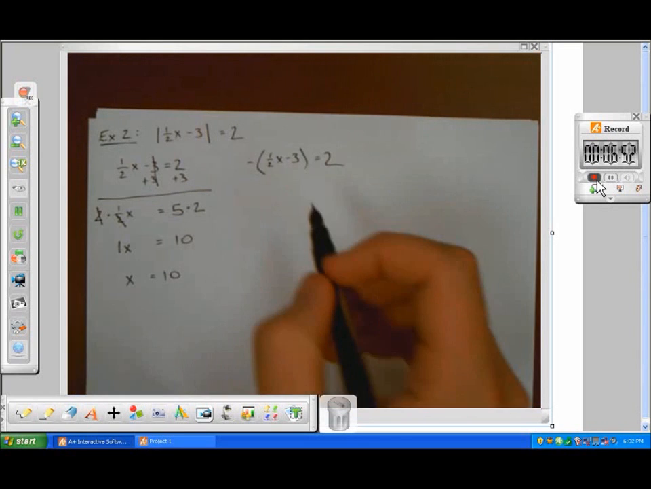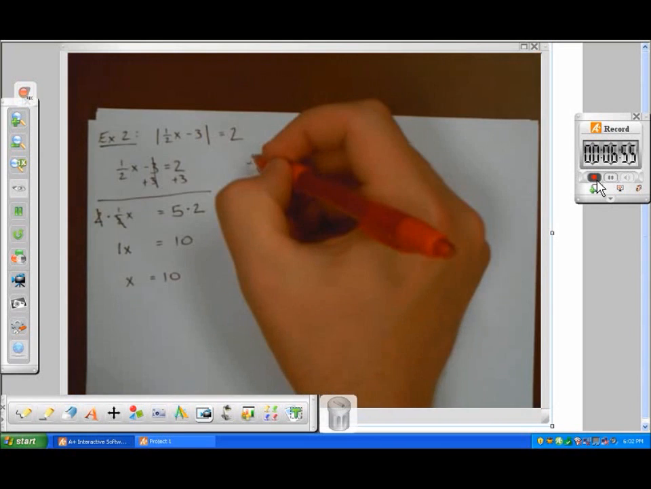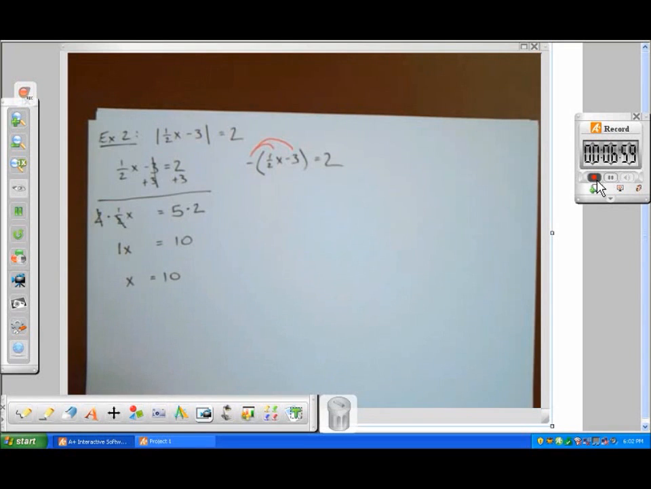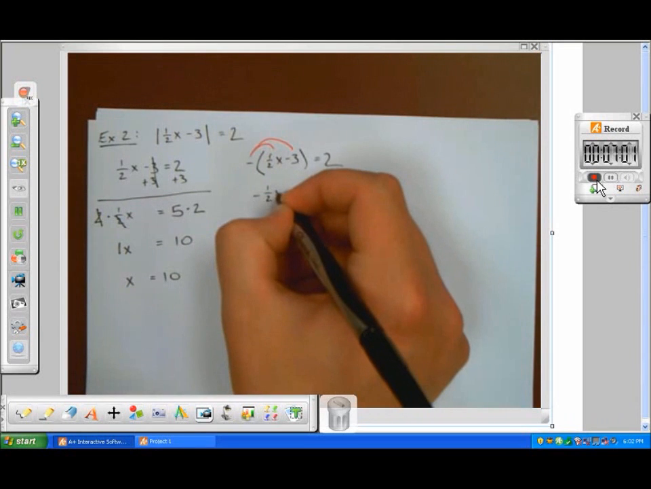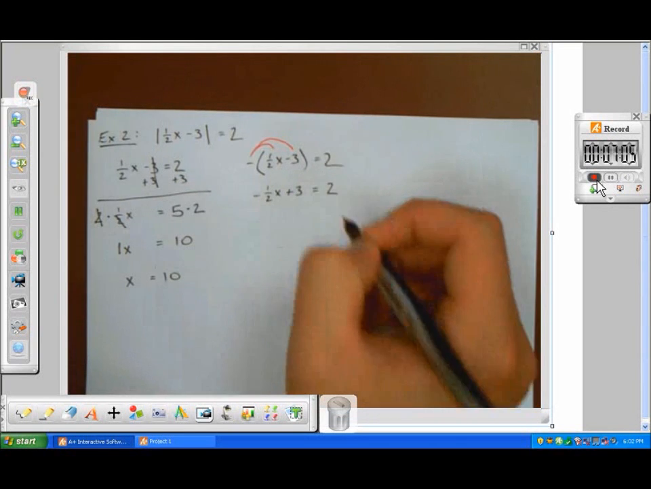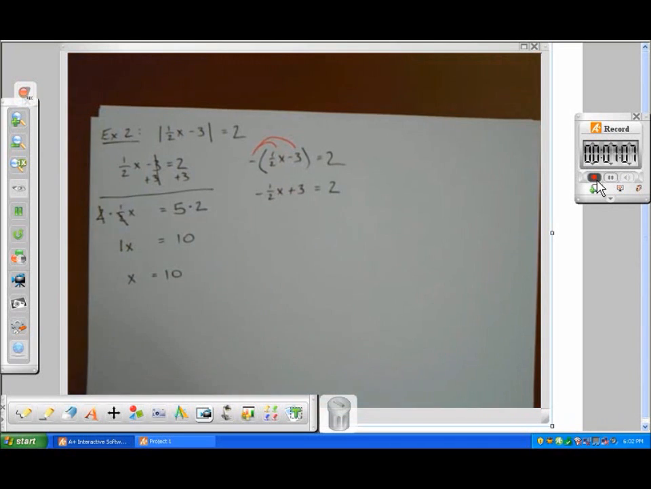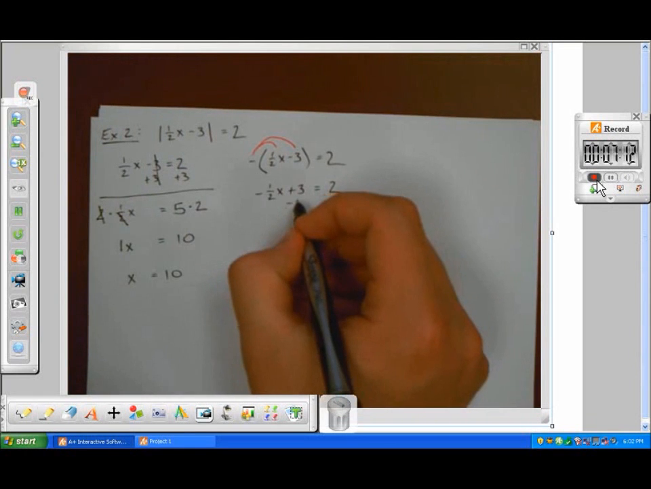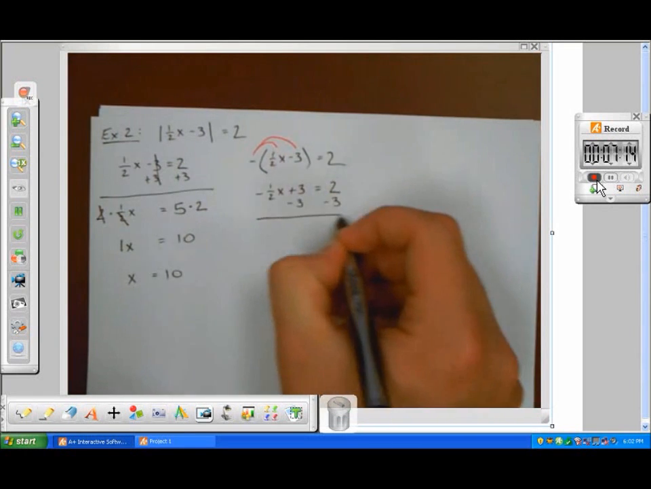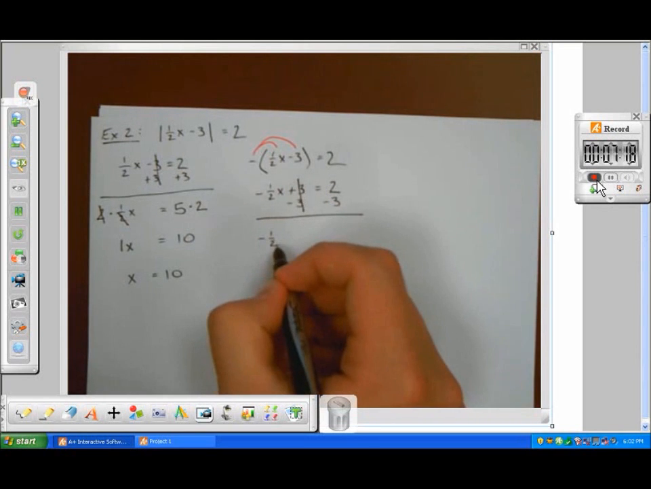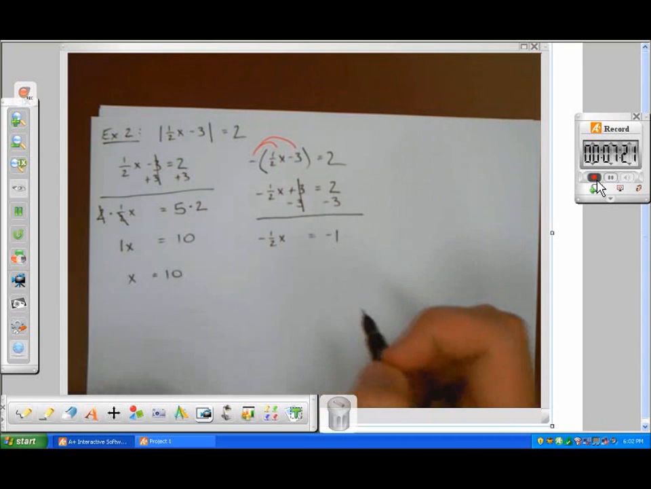Now it's time for the negative, and I have to remember to distribute the negative sign. Negative 1/2 x plus 3 equals 2. Remember, distributing the negative changes the sign. Now, minus 3, minus 3. Those cancel out. Negative 1/2 x is equal to -1.